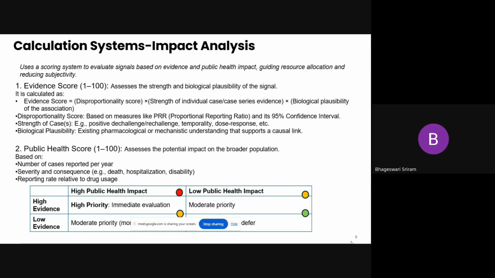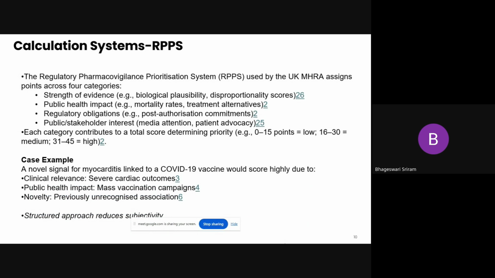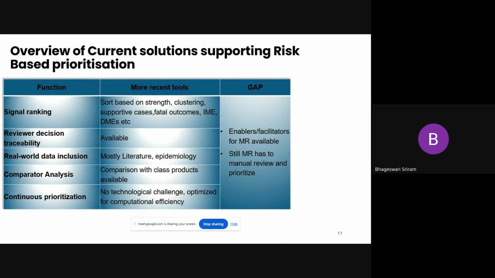And if it is, say, low evidence and high public health impact, or high evidence and low public health impact, then it could be of moderate priority. But if it is both low evidence and low public health impact, then it could be of lesser priority. Now again, this is one more calculation system, the regulatory pharmacovigilance prioritization system by MHRA. It takes into consideration the four points. You'll see the gist of it, or the crux of it, remains the same. They all talk about the same evidences.